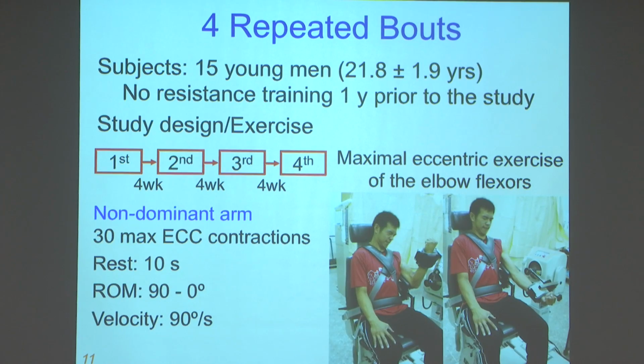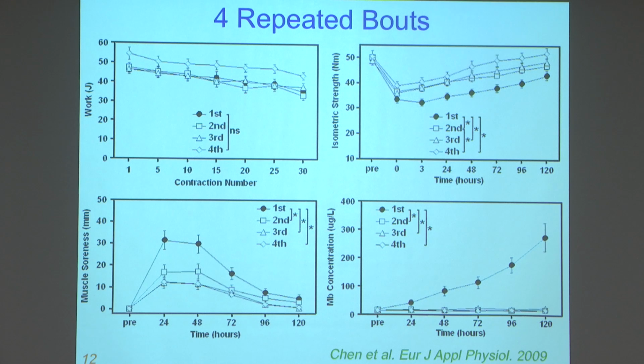If we repeat the same exercise 4 times 4 weeks apart, so using the same muscle, most of the adaptation occurs after the first bout. For example, first bout is very slow recovery, but from second bout, performed 4 weeks later, already faster recovery. There's not so much difference second and third, but fourth bout, there's less strength loss immediately after exercise. But myoglobin and the CK already have most of the adaptation after the first bout. There's no difference between second, third, and fourth. Muscle soreness is also the same.